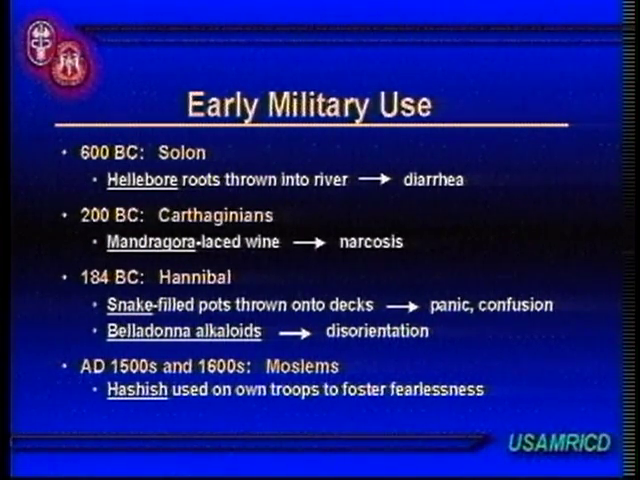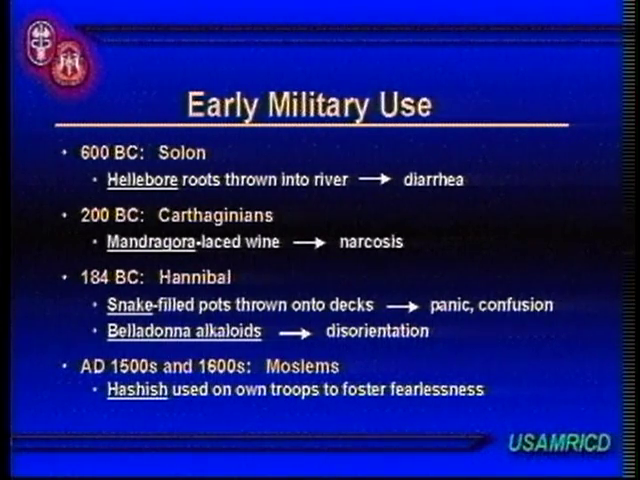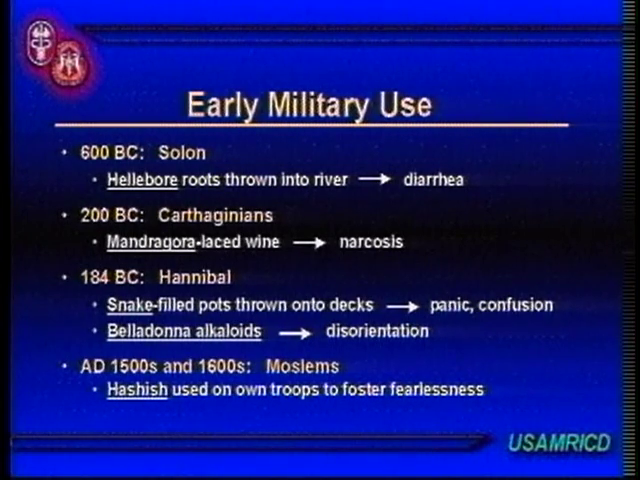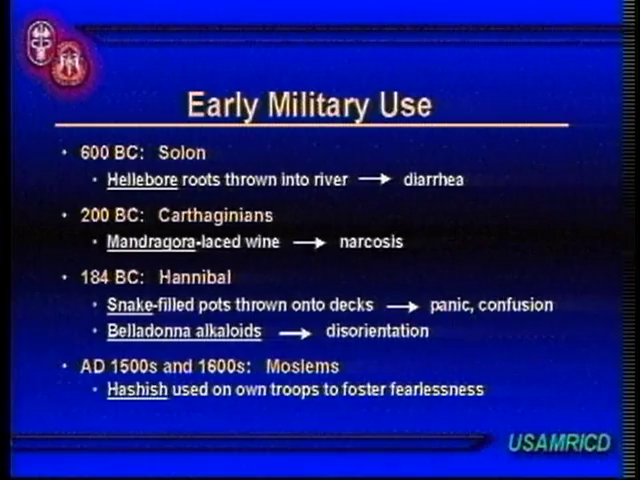Hannibal, the guy who crossed the Alps on elephants, would, when he was at sea, throw pots full of snakes onto the opposing vessels. They didn't need to be venomous snakes. They didn't have to cause death by bites. Just the fact that snakes inspire fear was enough. And that created enough panic that it gave, or at least he thought it would give, an edge to his troops.